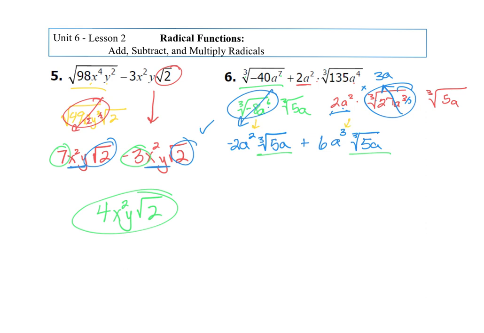Because our variables are not matching, the ones on the outside, they are not like terms, and this is as simplified as we can make our answer. So you just have to put together all your old rules that you know about variables and exponents with these new ones about radicals and their variables and exponents in that radicand to make sure we understand like terms.